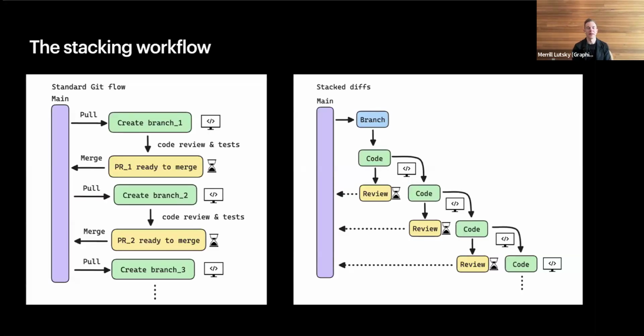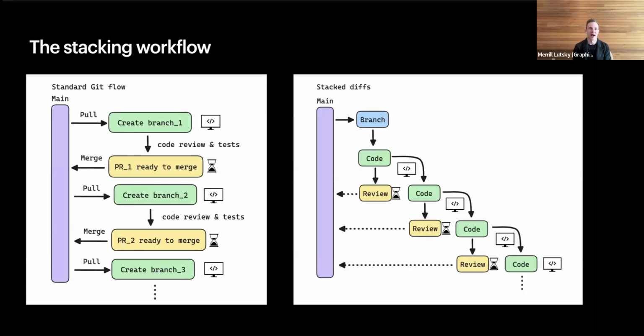The main innovation here is this idea called stacking. So the stacking workflow, basically the idea here is parallelizing review and development. So as an author, you're never blocked waiting for a reviewer. And as a reviewer, you're never handed a multi-thousand line PR and have to somehow figure out where do you even start reviewing this?